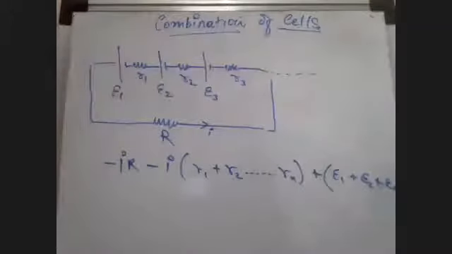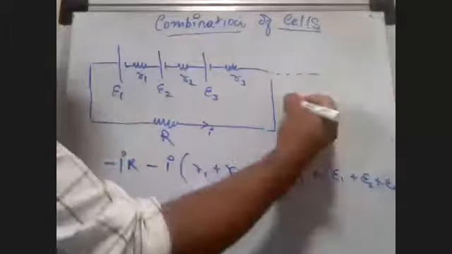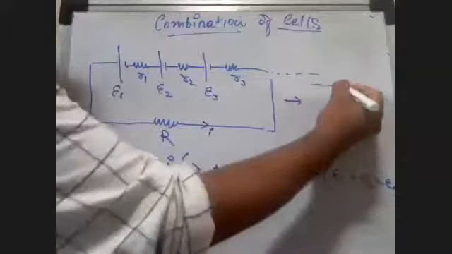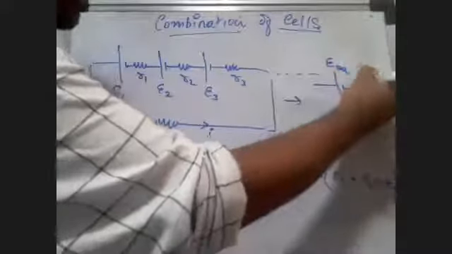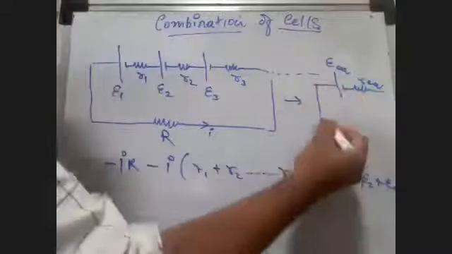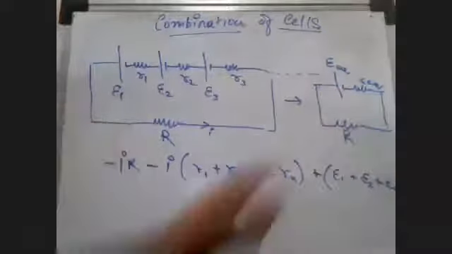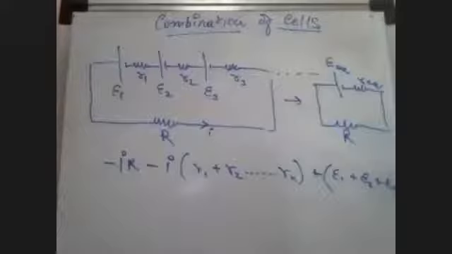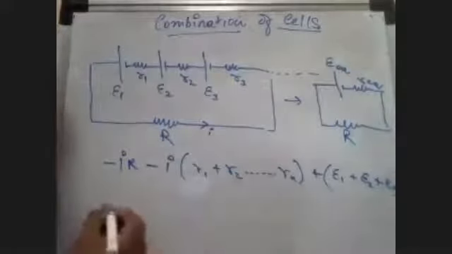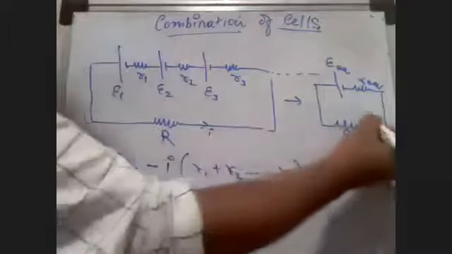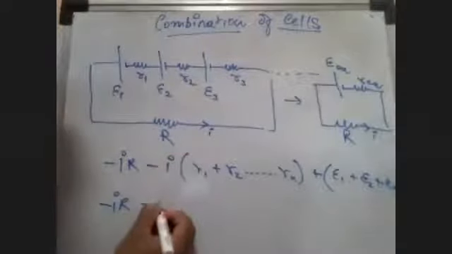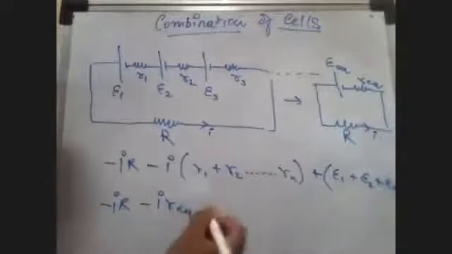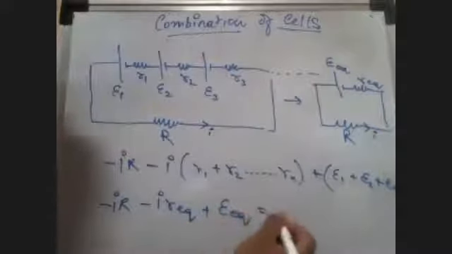Okay, so how can I write this equation in short? That is the reason we use the simplified version of it, which is basically an epsilon equivalent and a resistor R equivalent, and we'll connect this also across a resistor, say R. So in this case, what expression do we get? We will get minus I times R, taking the direction of the current to be the same as we had taken previously, then minus I times R equivalent, and then plus epsilon equivalent equals 0.